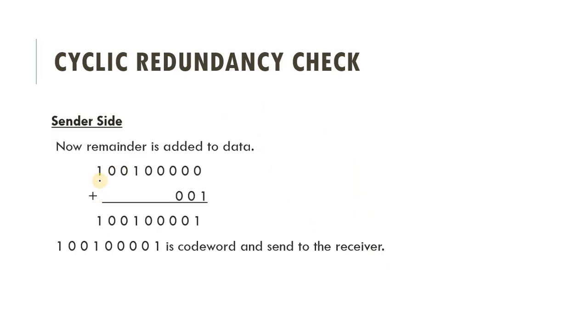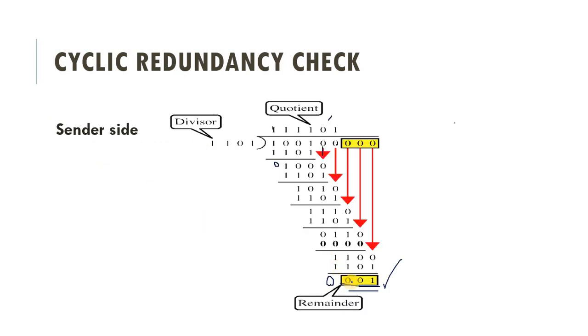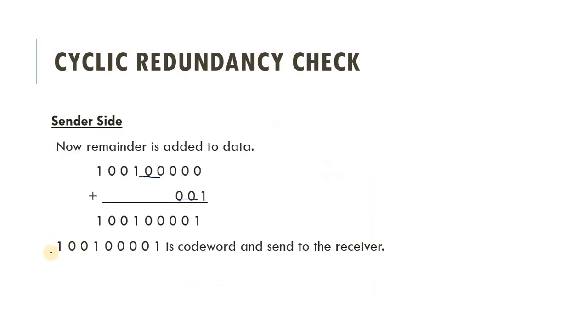So our message is 100 100, and we are appending 001, these 3 bits. We are appending this to our message, so our message has become 100 100 001. So now this message is ready to send.